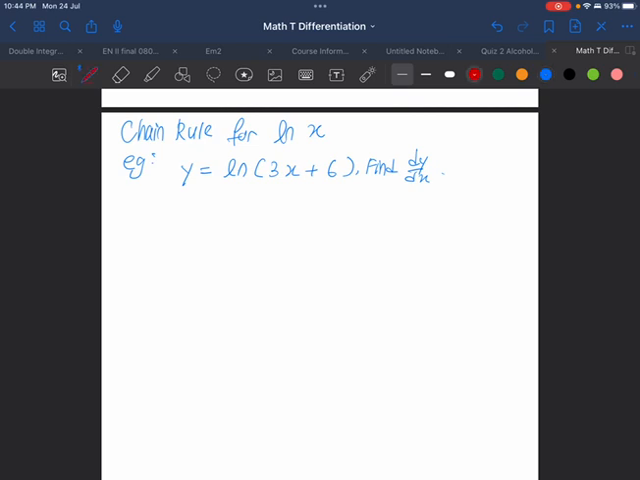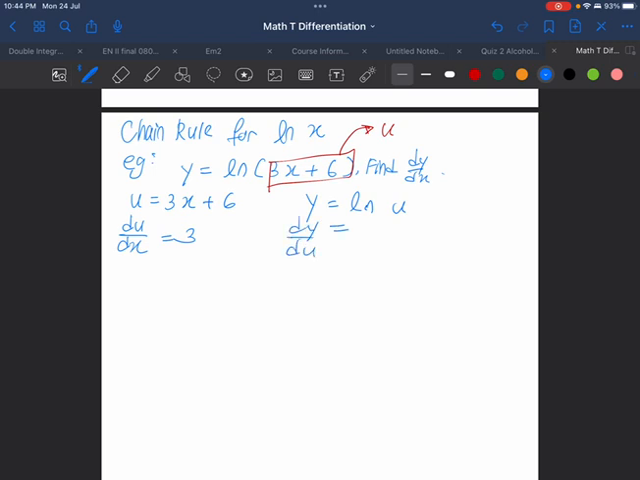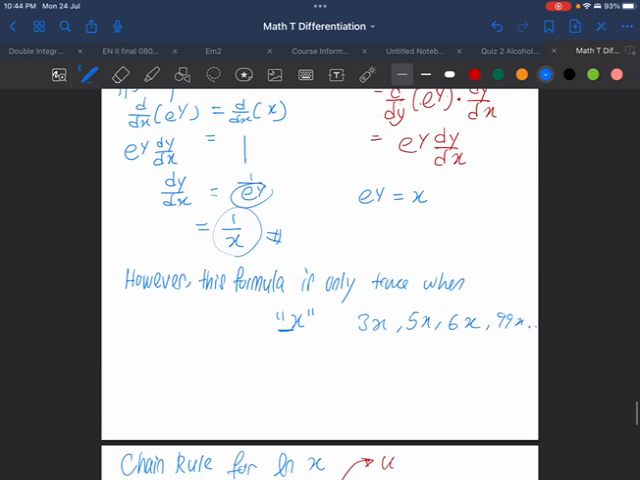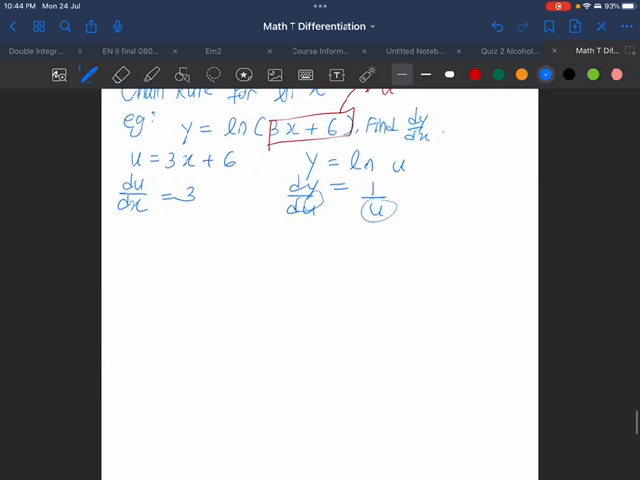So you may know that here we have brackets, right? As a chain rule, I say let the thing inside the bracket become u. So we know that u equals 3x + 6, and du/dx, we get 3. Here the constant differentiates to 0, and y equals ln u. So dy/du is equivalent to 1 over u. From just now, from the derivation we got 1 over x, now it's u, so it's 1 over u.